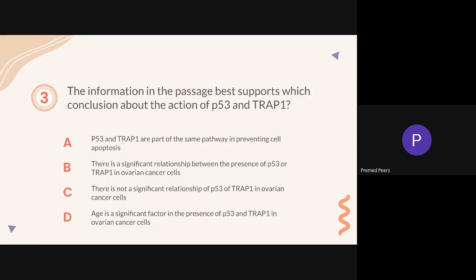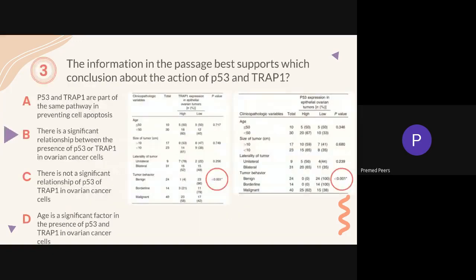Question 3, the information in the passage best supports which conclusion about the action of p53 and TRAP1? Again, pause if you need to. So the correct answer is B.